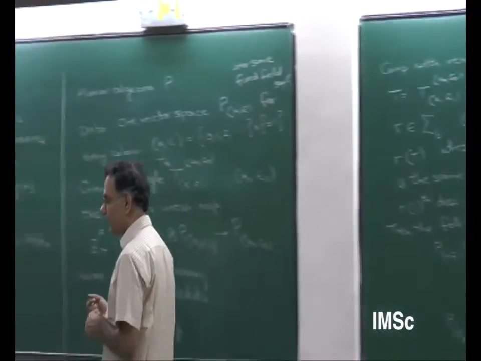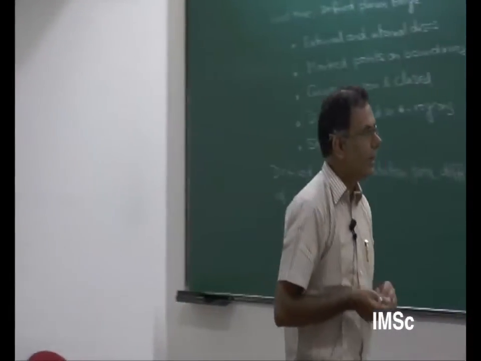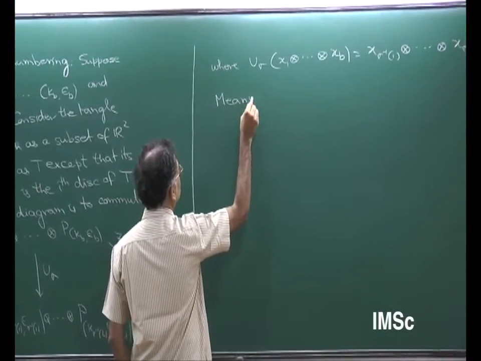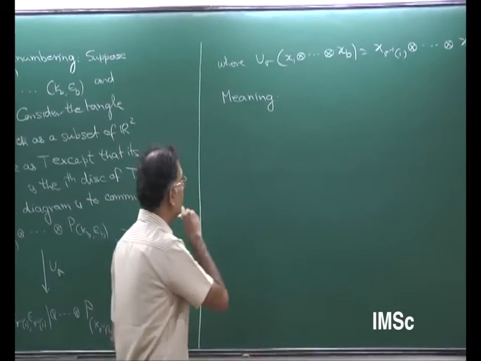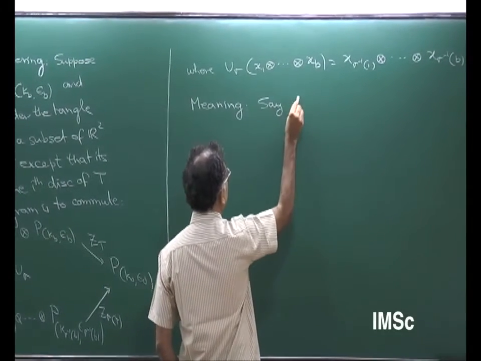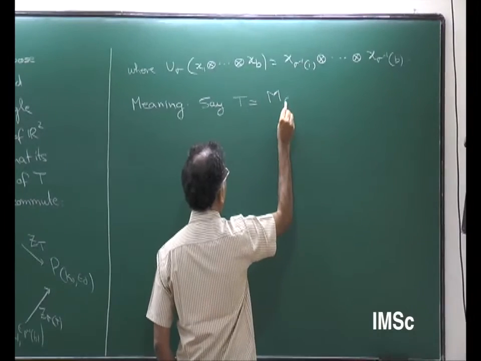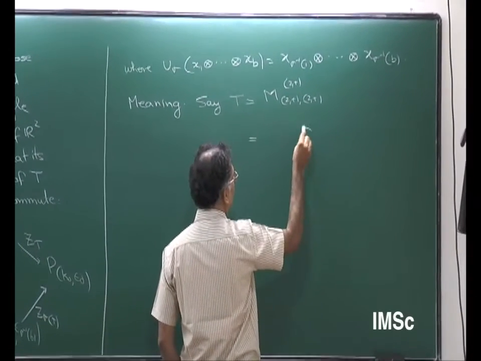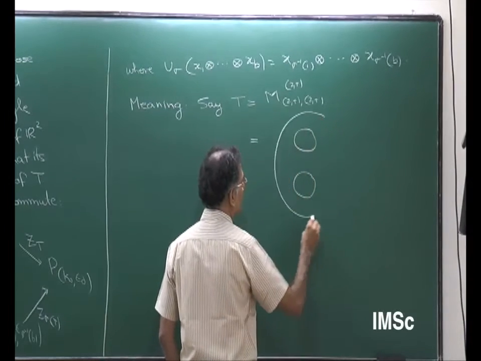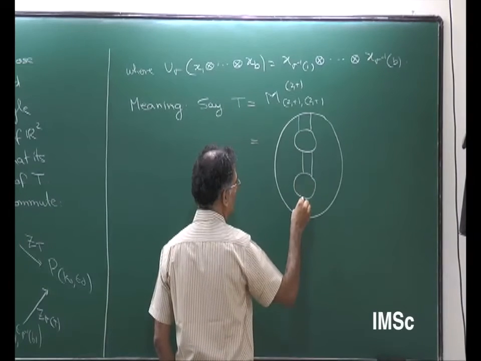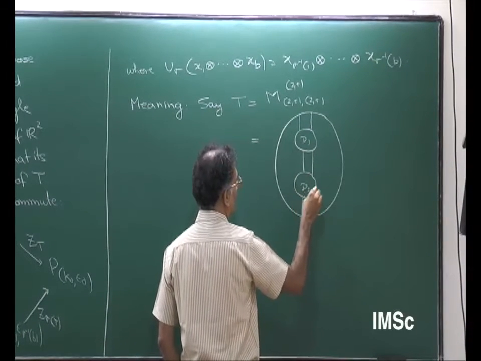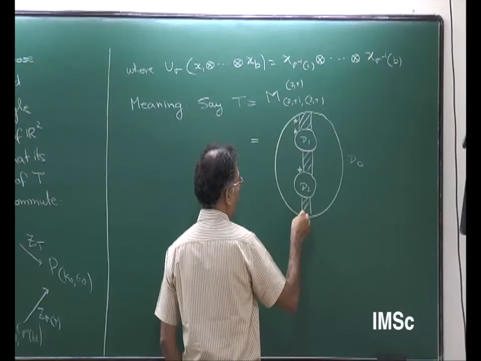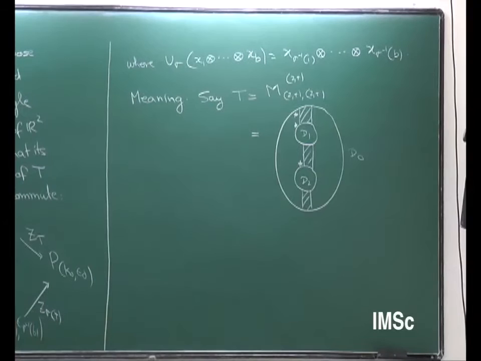This is formally how one says it, but it's much easier to understand what this says informally. So what does this mean? What does this renumbering mean? Let's do this with one example. Say T is my favorite example, the multiplication tangle of 2 plus. And what is this? It looks like this. So here's the multiplication tangle of 2 plus. Let's call that tangle T.